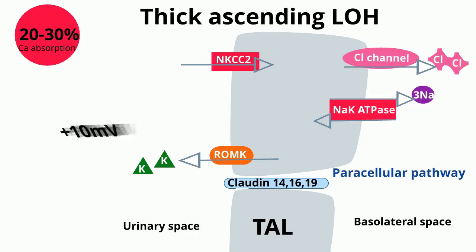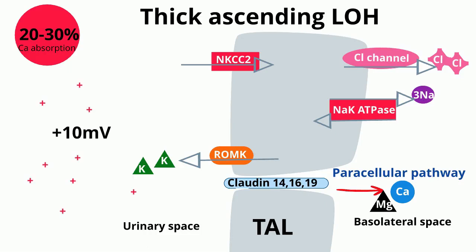This creates a positive lumen charge. This positive charge is the driving force for calcium and magnesium reabsorption paracellularly through the tight junction regulated by paracellin, which is encoded by claudin 16 and 19. This is a passive paracellular reabsorption driven by a positive lumen, created by the positive charge that potassium created.